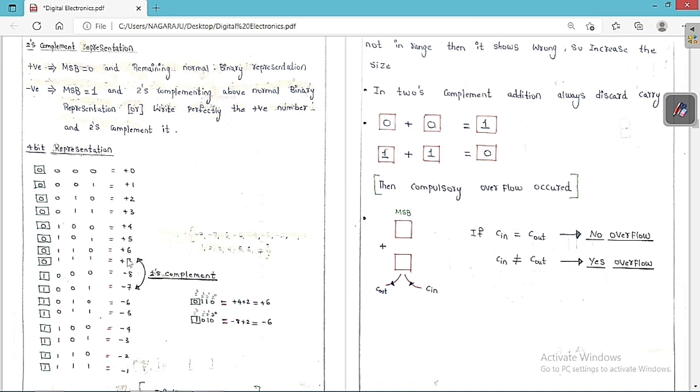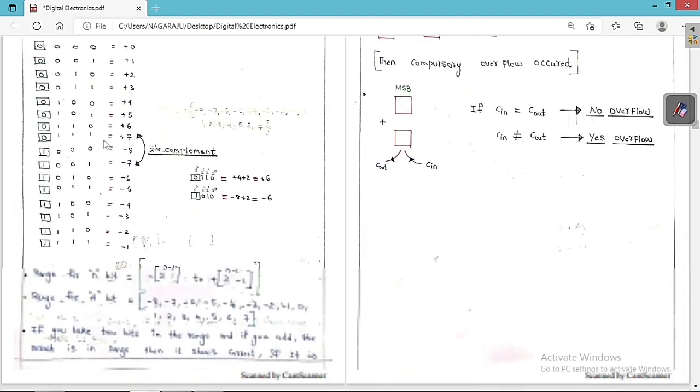So 2's complement of a positive number is going to give you a negative number, and 2's complement of a negative number is going to give you a positive number. If you do it like this, it becomes very easy. So finally I can say for a positive number MSB is equal to 0, and we need a normal binary representation, and for a negative number MSB is equal to 1, and 2's complement of the normal binary representation. Write the positive number perfectly and do the 2's complement of it, and you are going to get the negative number.